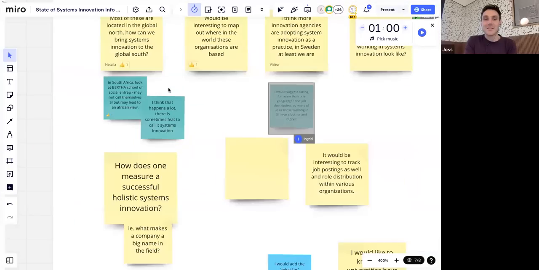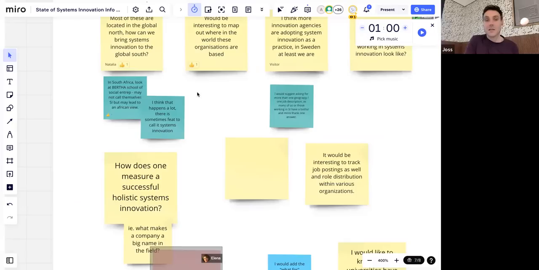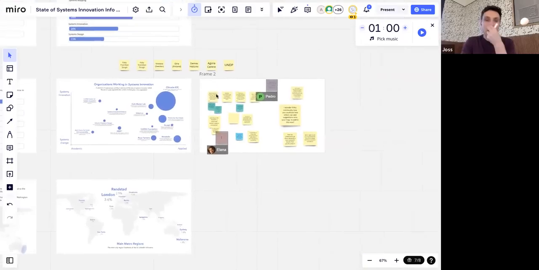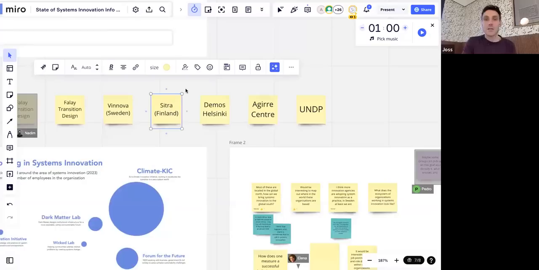So to reach this, in South Africa, look at the Bertha School of Social Entrepreneurship, who may not call themselves SI, but may lead to an African view. I think that happens a lot. There is sometimes a fear to call it systems innovation. Okay. Maybe we stay going for now. Yes, we've got other organizations up here.